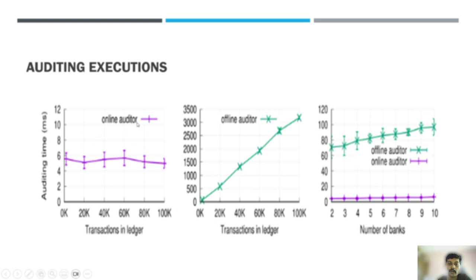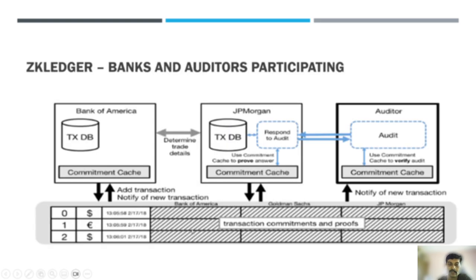And when I say online and offline audit, it means this: for an online audit, when you are in blockchain and using a commitment cache, it increases the speed and reduces the time it takes to complete that audit, that is, asking questions and responding to that. But when it comes to off-chain, you are not using the commitment cache, but only the off-chain cache, which is the shared ledger between the banks. That will take more time.